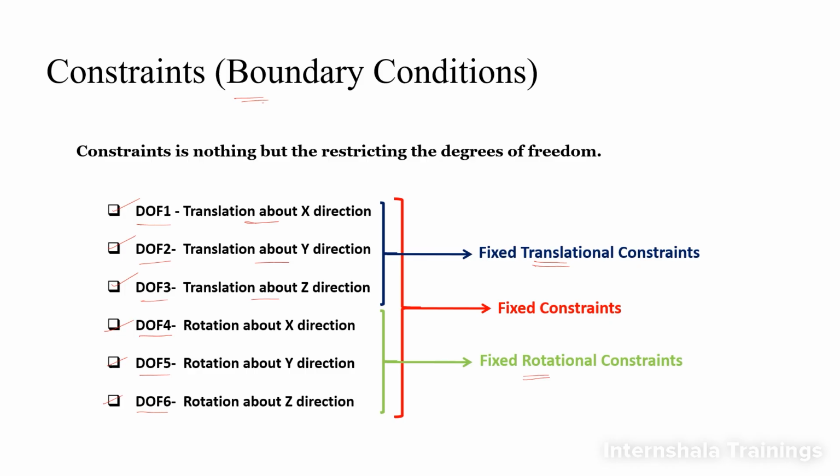So what will happen? If I apply the fixed translation constraint, that means the object cannot move in X direction, Y direction, as well as Z direction, but it can easily rotate about X, Y, and Z. Likewise, if I take the fixed rotational constraint condition, the object cannot rotate about X, Y, or Z, but it is free to move in X direction, Y direction, and Z direction. Then the third case is if I fix all the degrees of freedom, it is called a fixed constraint, where the body is not allowed to either translate or rotate about any axis.